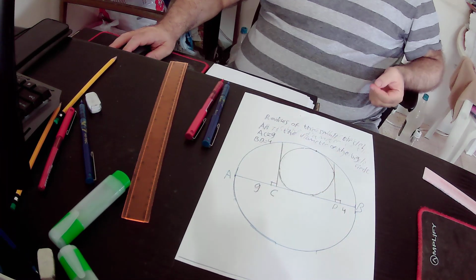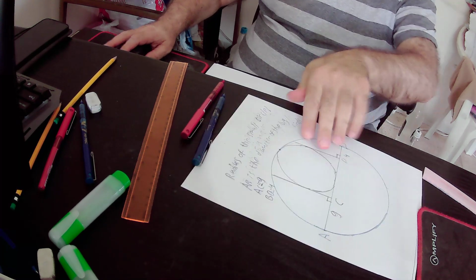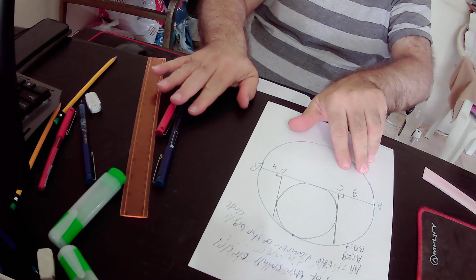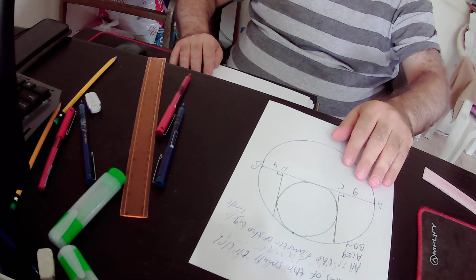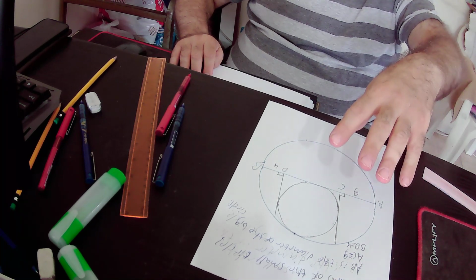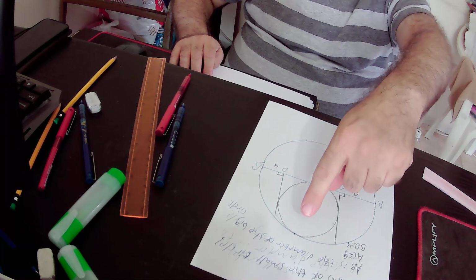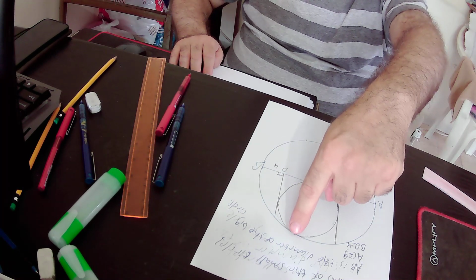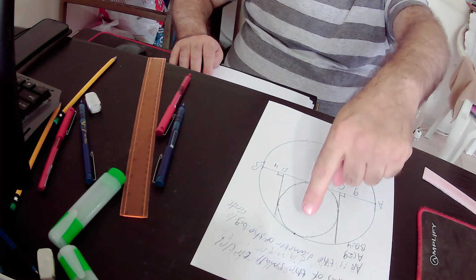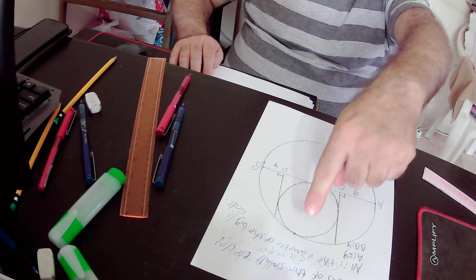Hello, in this lecture we will find the radius of the small circle. In the drawing we have two circles with an internal tangency between them at this point. Let's define this point as point N.